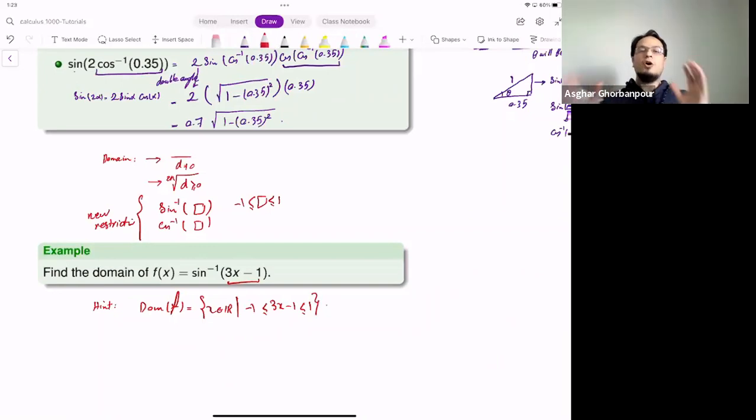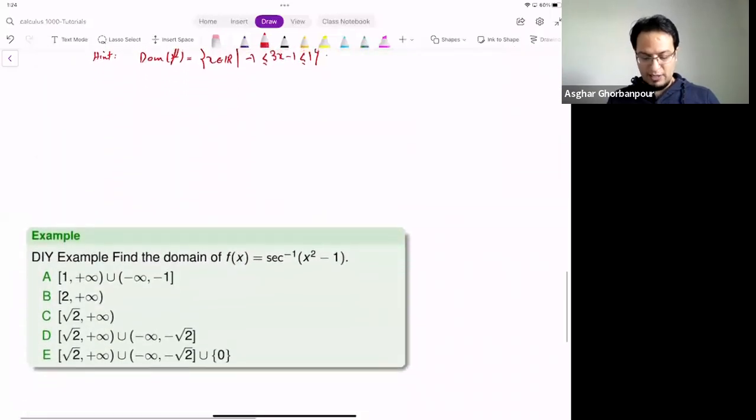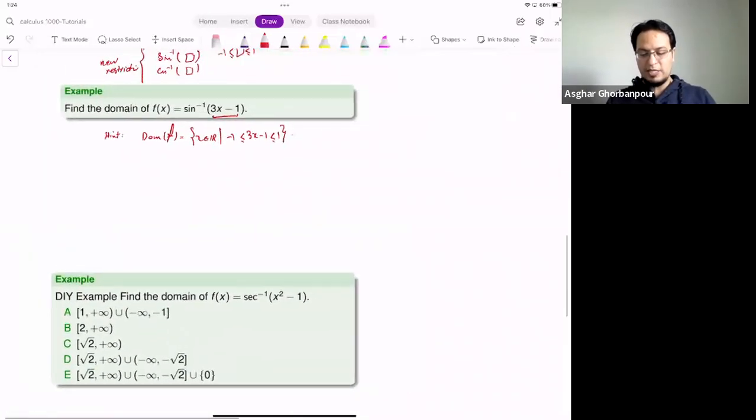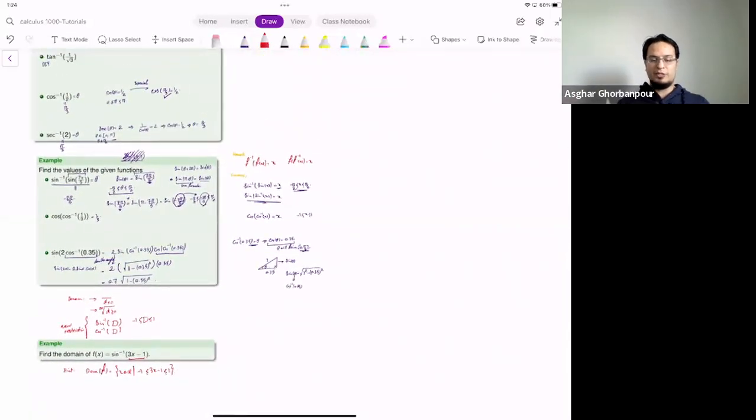So just know from this section on, we are going to have new restrictions for domain. If there is a sine inverse there, you will see later that log will come in. Those new restrictions must be applied as we go on in this course. And I have another DIY for you. Make sure that you do those examples and that you understand all of this.